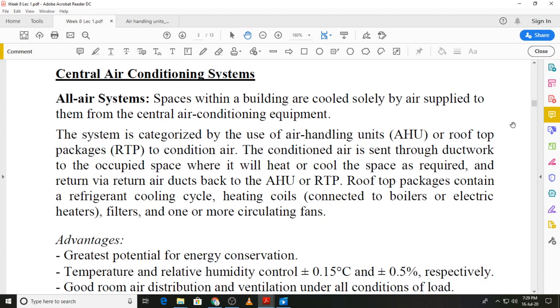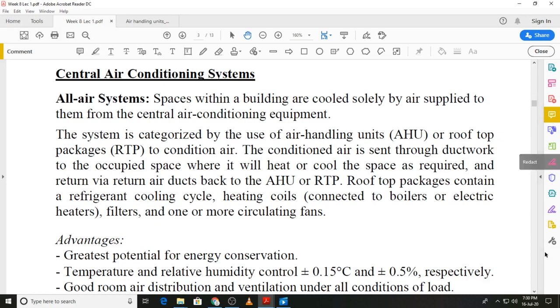How these function, you will look at later. The difference between an air handling unit and a rooftop package is that primarily in a rooftop package the refrigeration system is also present, whereas in an air handling unit the refrigeration system is separate and is located in the plant room of the system.